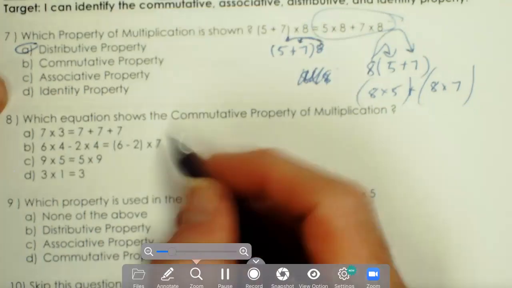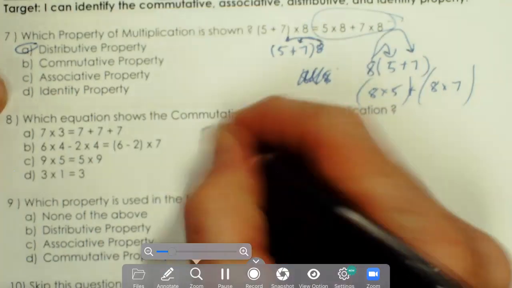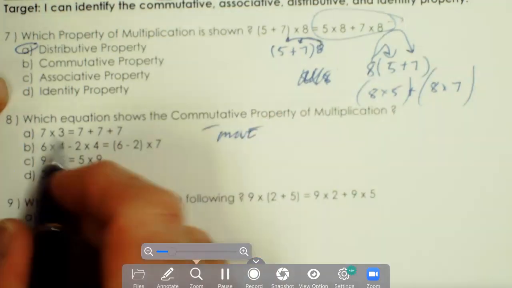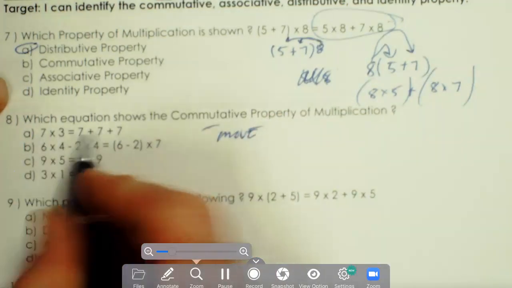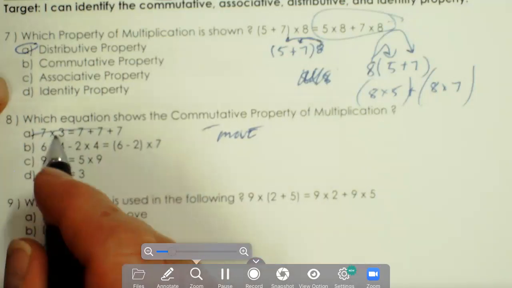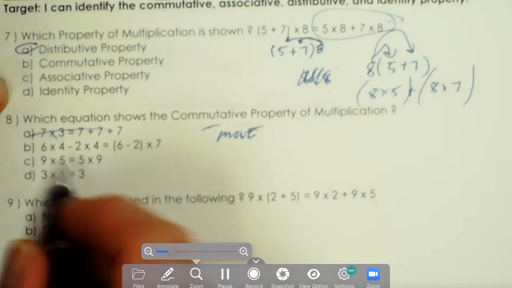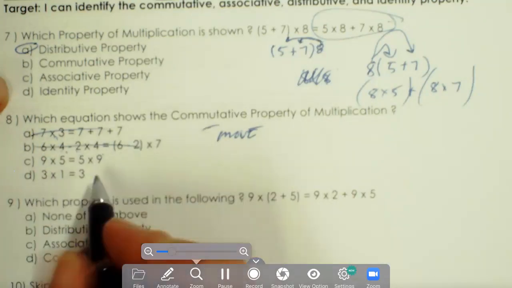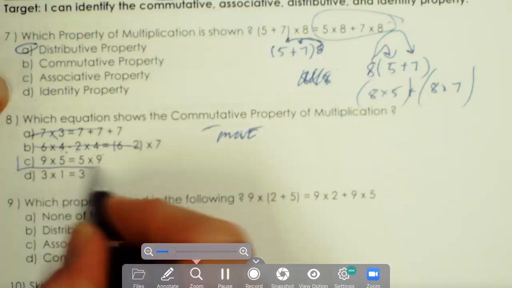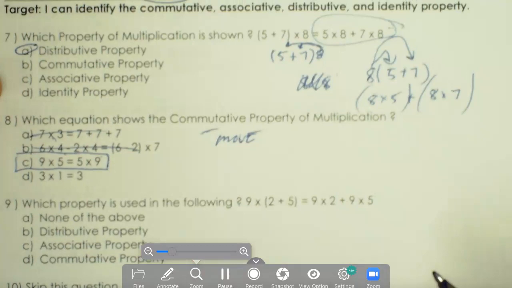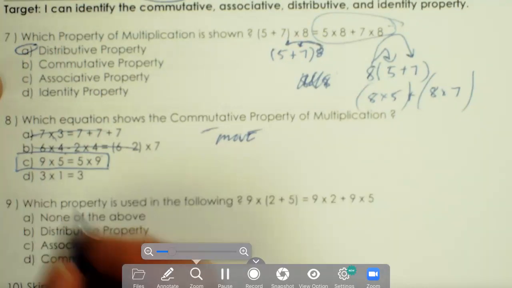Which equation shows the commutative property of multiplication? So commute means to move. So we're looking for numbers that just got moved around. 7 times 3, it isn't that. That's not even the same. No, it's multiplication here and addition. That's not going to work. 6 times 4 minus 2 times 4, that doesn't make sense. Here we go. That's the commutative property. You're just moving numbers around. 9 times 5 is 5 times 9.